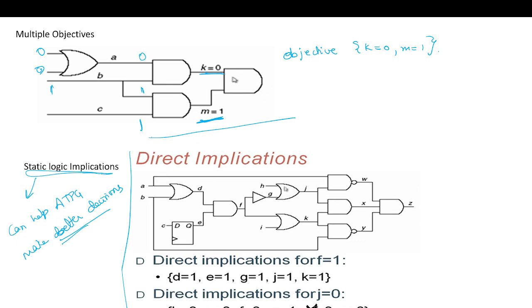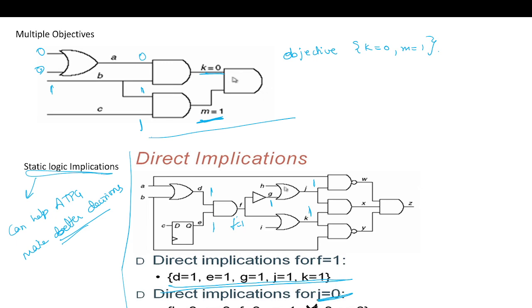direct implication. Now, if F is equal to 1, this directly implies all these values. You can see D should be 1, E should be 1, G becomes 1 because this is a buffer, and because it's an OR gate, J becomes 1, and this is also an OR gate, K becomes 1. So with one implication, we have all these values.